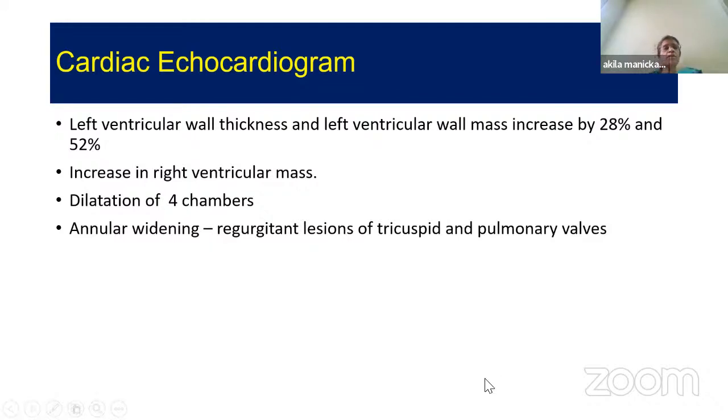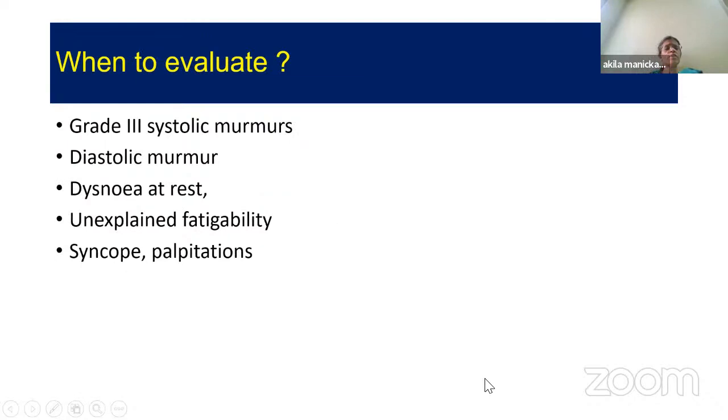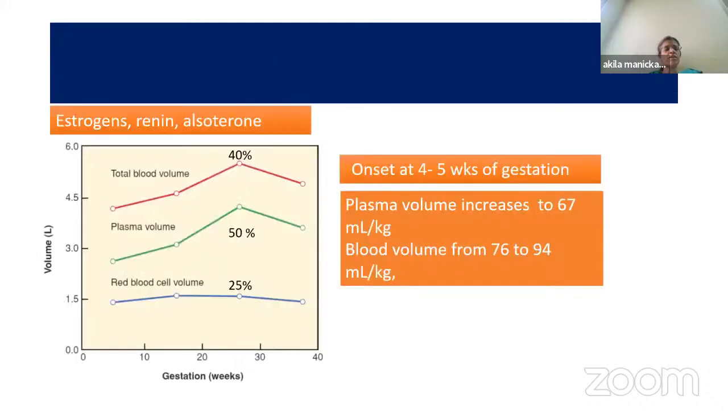So for any systolic murmur, when do we evaluate these patients? Whenever the grade of the systolic murmur is grade 3 or more, or there is a diastolic murmur, or when a patient has dyspnea at rest, unexplained fatigability, syncope or palpitations, you evaluate them for cardiovascular disease. Because most often these patients complain of some amount of dyspnea on moderate exercise or on severe exertion, which is inevitable because of the changes that occur in the cardiovascular system and in the respiratory system.